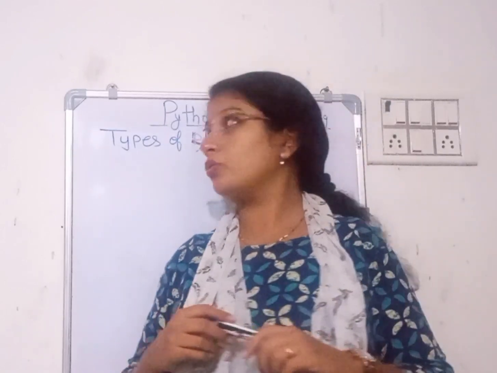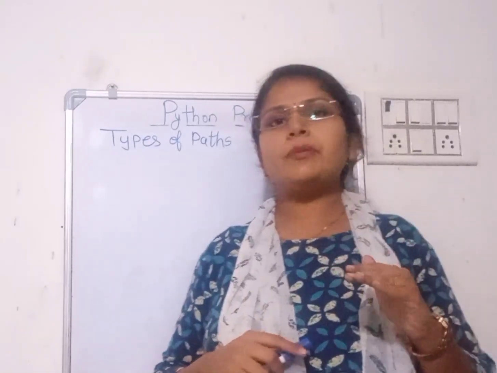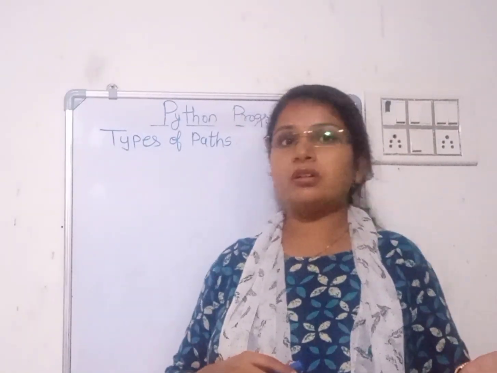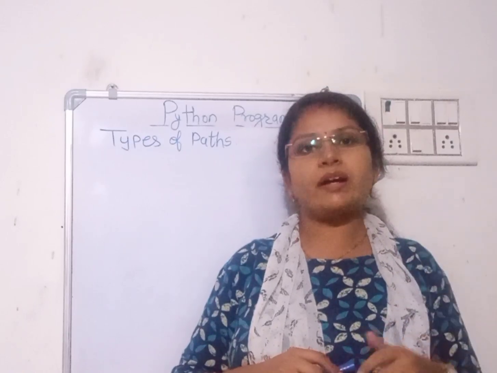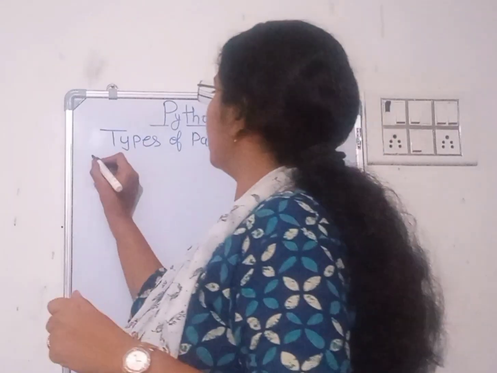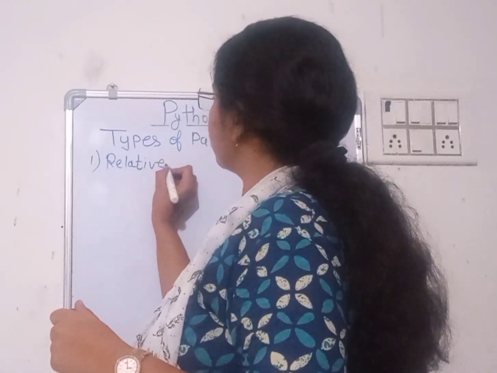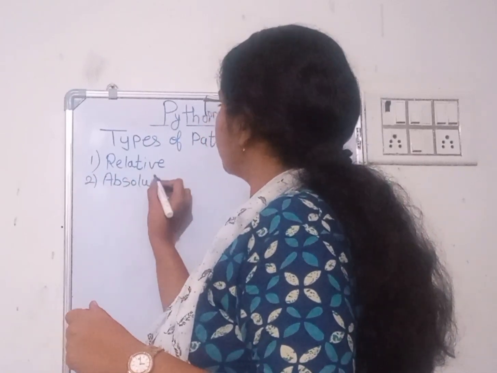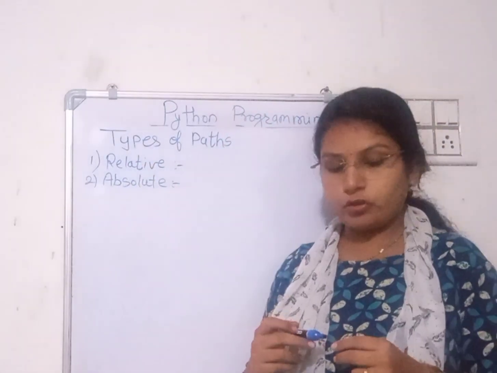So today we are going to learn the types of paths in Python programming. Not only in Python programming, but whenever you are learning the file structure, you must know these two types of path to locate your file very easily. So there are two types of path. First is the relative path and second one is the absolute path. Relative path and absolute path.